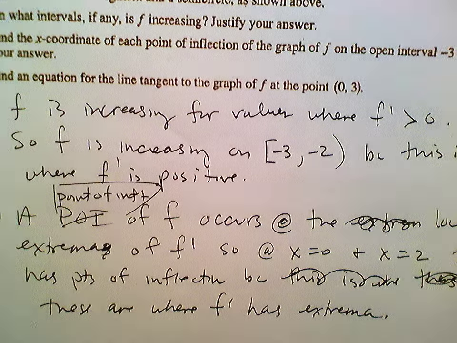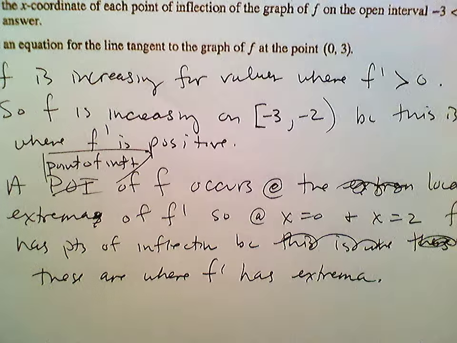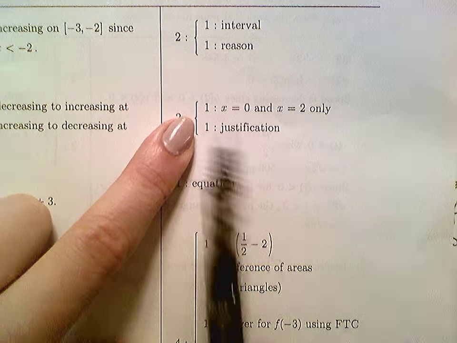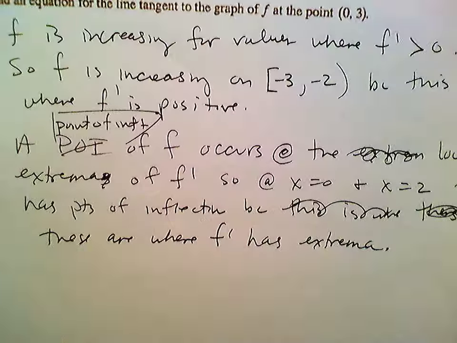All right, 2 points. Oh, I didn't even go over the A. Okay, so that was A. B would have been this, so take a look at that. We get 1 point for just stating the x-coordinates and another point for the justification. And now I really like this last one.